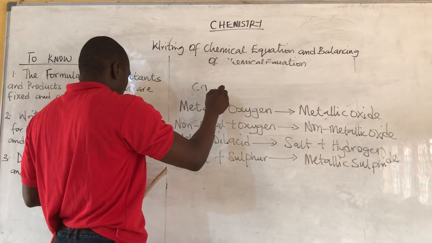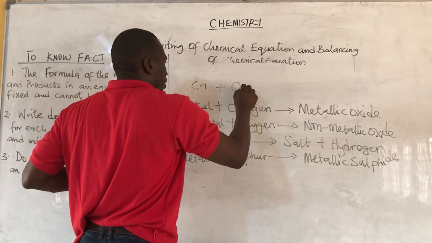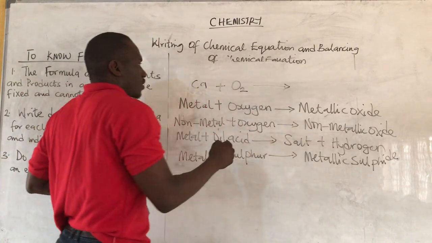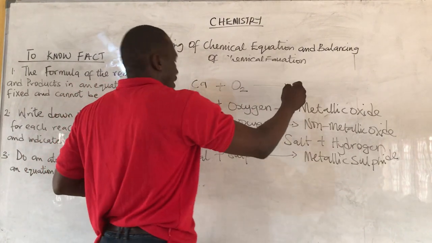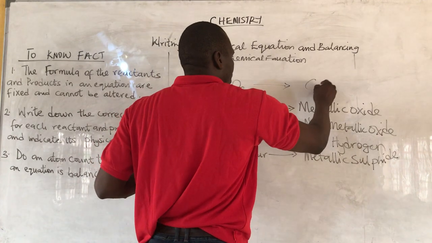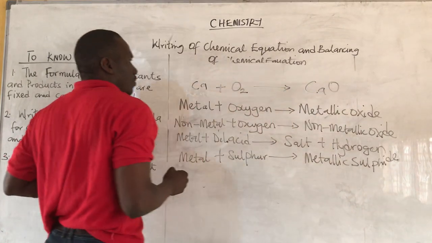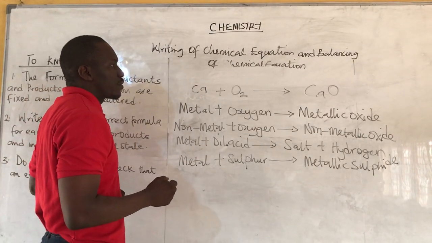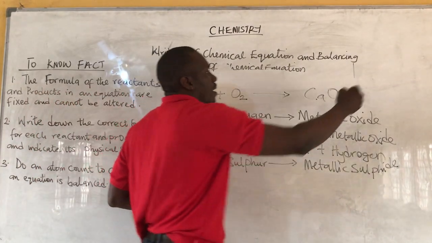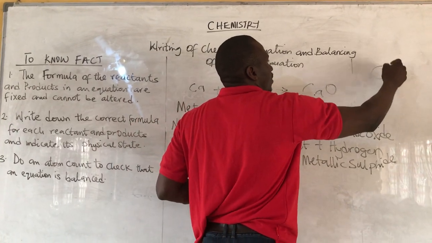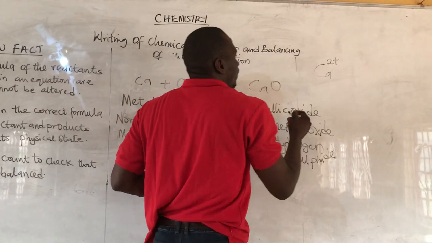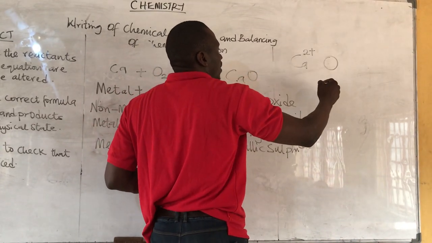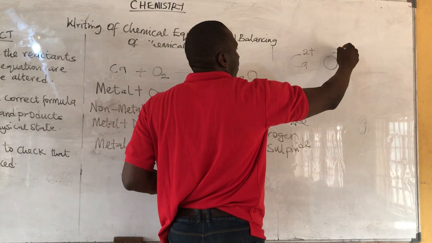Calcium plus oxygen. Calcium plus oxygen to give us a metallic oxide. Calcium and oxygen. Then somebody will ask, how did they combine? Look at this place. Calcium is in group 2, which is going to have a valency of 2 plus. Oxygen is in group 6, which is going to have a valency of minus 2.